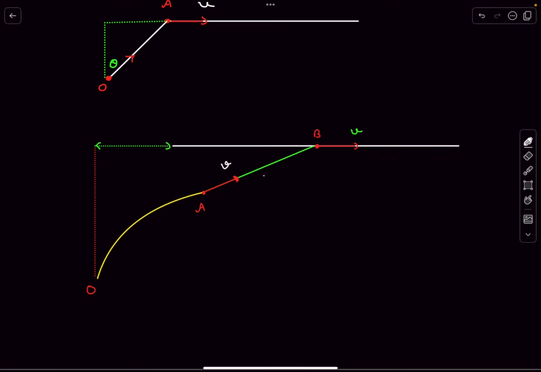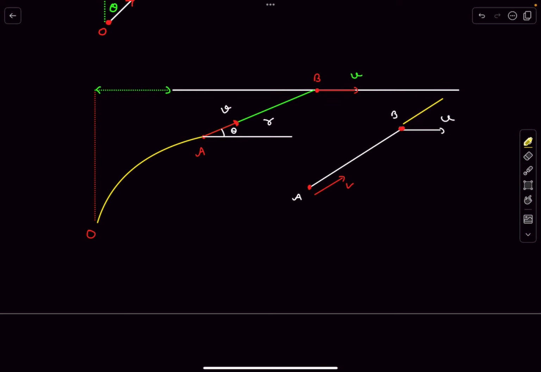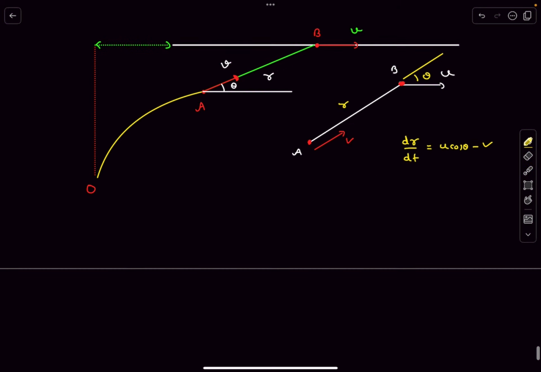Okay, so now as we know that v is always along AB, let's call the distance AB as small r. And let's just say the angle that r makes with the horizontal at any general time is theta. So basically if I separate out this line AB, then the point B is moving horizontally with a speed of u and the velocity of point A is v. If I extend this line out a bit, this angle is also theta. So from here, dr by dt, which is the rate of change of the length AB, equals: the component u cos theta is trying to increase the length AB. So this would be equal to u cos theta minus v. Why? Because v is trying to reduce the length. So this is our equation number 1.